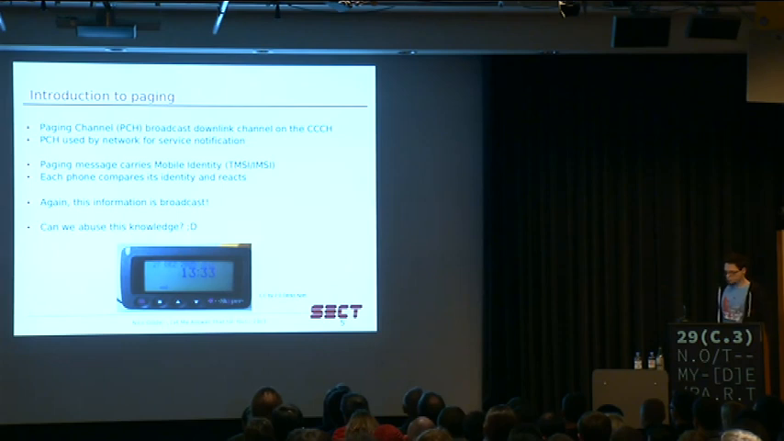On this paging channel, the network sends messages which are called paging requests. Those messages contain a mobile identity. The interesting types for this talk are the temporary mobile subscriber identity and the international mobile subscriber identity.